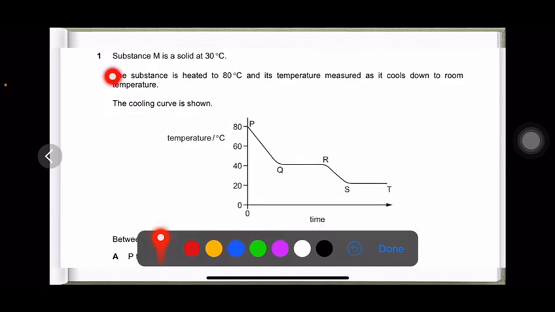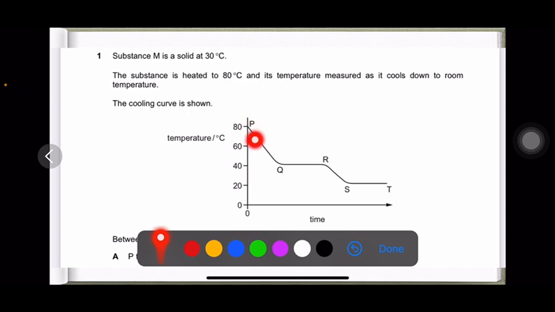This question says that substance M is a solid at 30 degrees Celsius. The substance is heated to 80 degrees Celsius and its temperature measured as it cools down to room temperature. The cooling curve is shown. So students, we will first of all check at 30 degrees Celsius it is solid, in this solid state between R to S. And this is liquid state between P to Q.